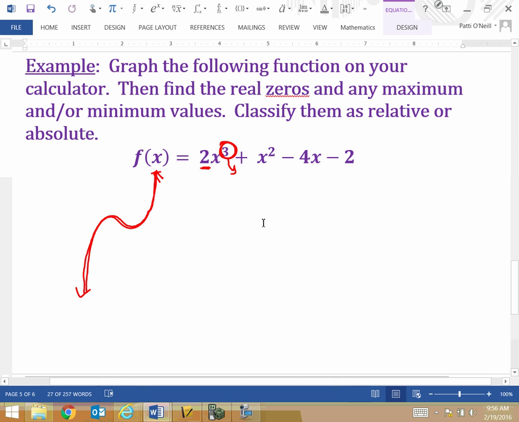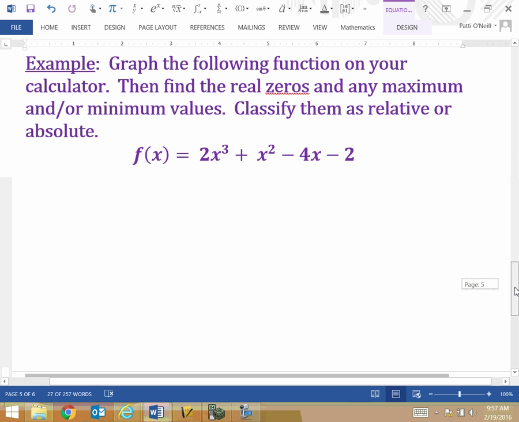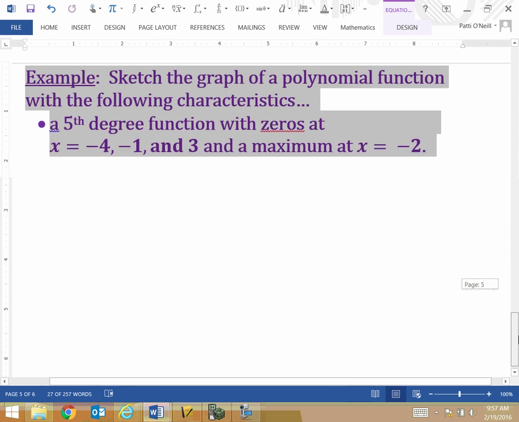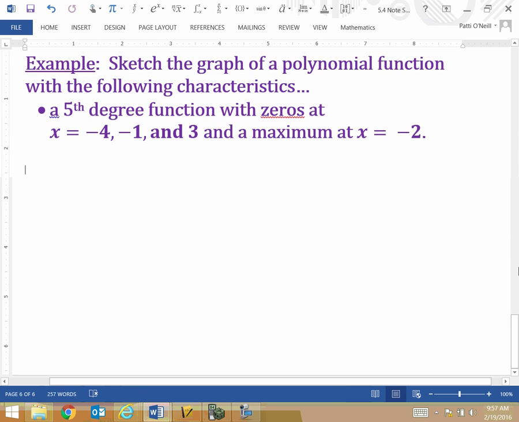There were 2 turning points. We had 3 real zeros. The max and the mins were both relative. There were no absolute. So it held true with what we found when we just had a discussion about what the function looks like. And those are the things you should run through in your head, is think about what you know about the function before you even get to your calculator, and then confirm what you thought you knew via your calculator. This last problem is kind of the reverse.